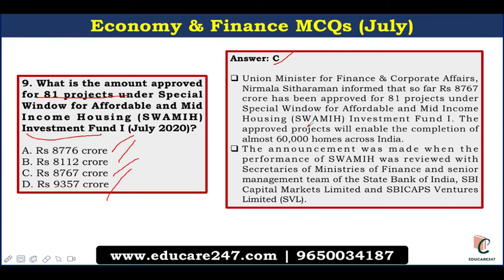So the Union Finance Minister Smt. Nirmala Sitharaman reviewed the performance of the Special Window for Affordable and Mid-Income Housing Scheme along with the Secretary of the Ministry of Finance and the senior team of SBI Capital Markets. The fund has approved 81 projects with an investment of 8,767 crores. The SWAMIH Investment Fund 1 has progressed from a policy announcement to an operational initiative on the ground and has approved 81 projects that will enable the completion of almost 60,000 homes across India.